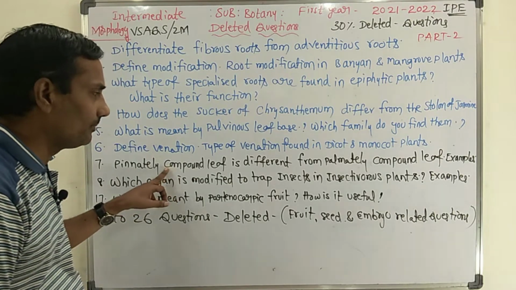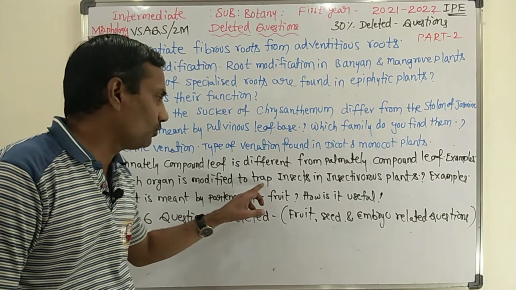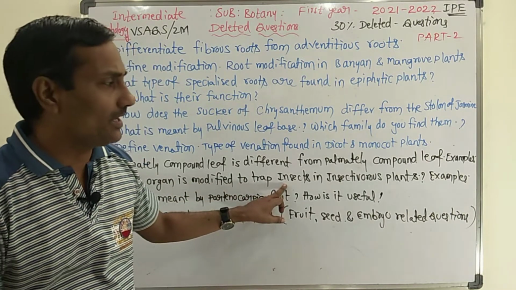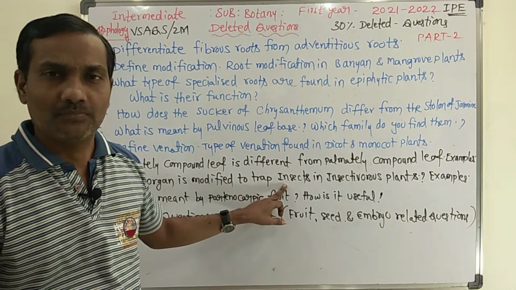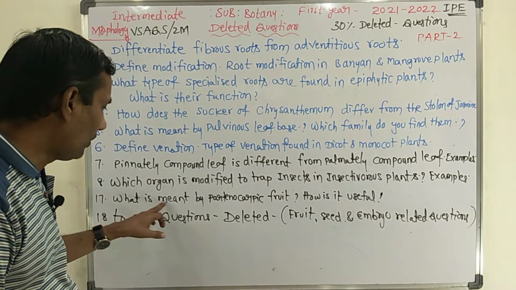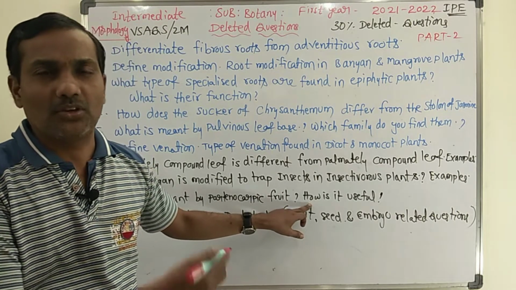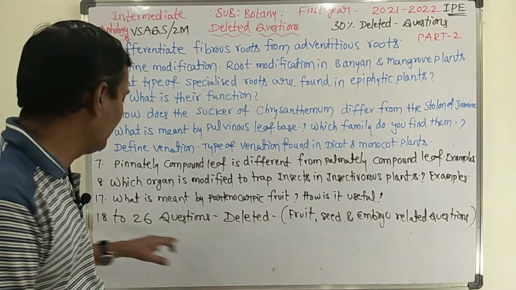That is also deleted. Now, how is pinnately compound leaf different from palmately compound leaf, with examples? This question also deleted. Eighth question, which organ is modified to trap insects in insectivorous plants? Give examples. That is also deleted. Next, what is meant by parthenocarpic fruit? How is it useful? The parthenocarpic fruit question also deleted.